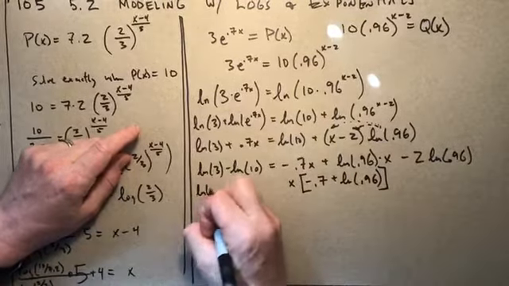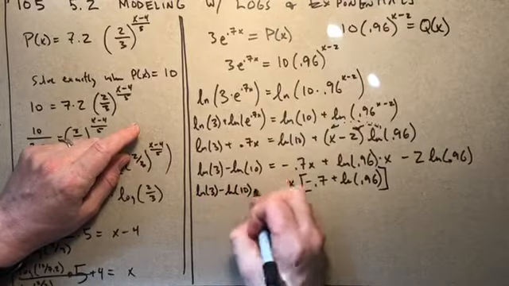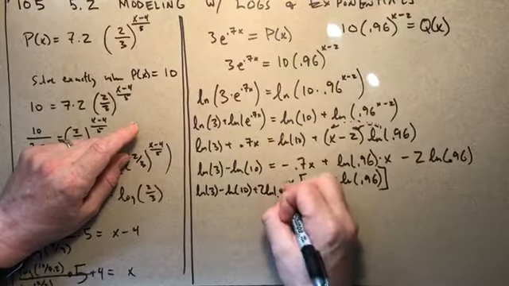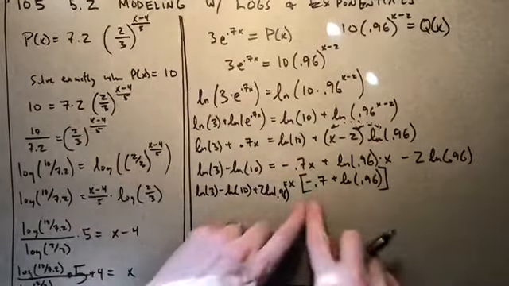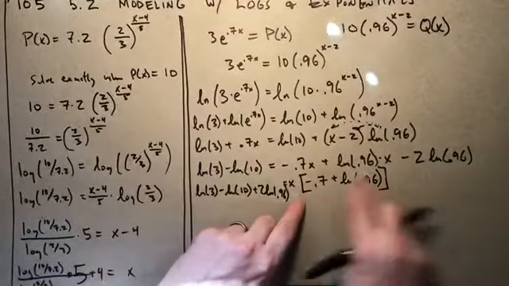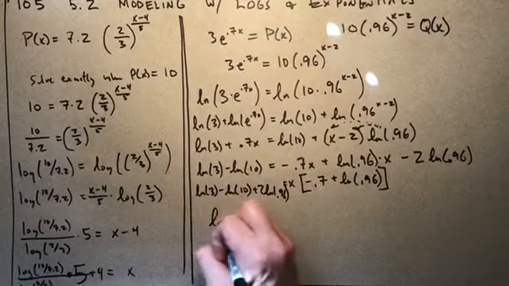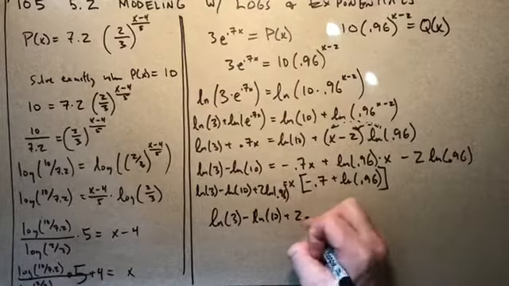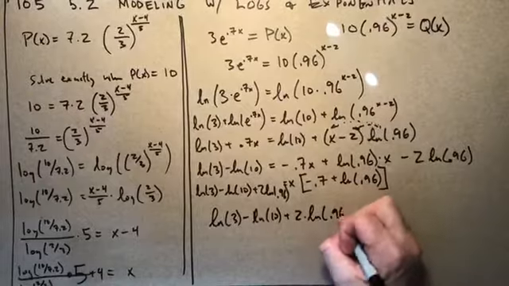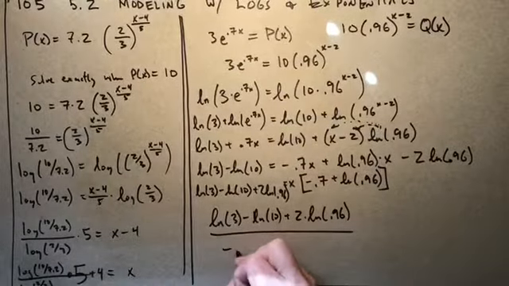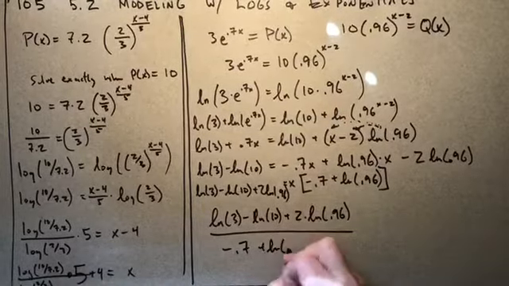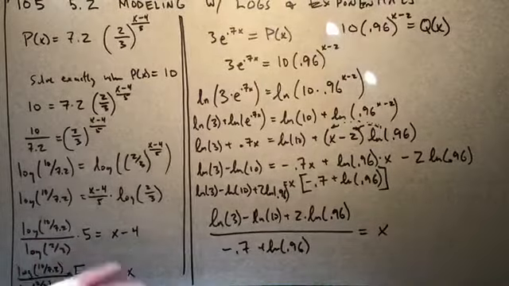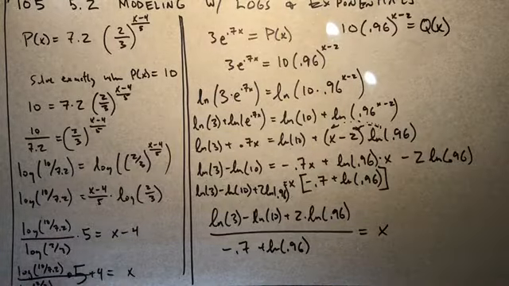And over here, natural log of 3 minus the natural log of 10 plus 2 natural log of 0.96. Ran out of space. We'll take this terrible thing, we'll divide it by this terrible thing, and so we'll have our final answer: natural log of 3 minus the natural log of 10 plus 2 times the natural log of 0.96, all of which is divided by negative 0.7 plus the natural log of 0.96, and that is x, and we're out. This is not the only way to attack here.